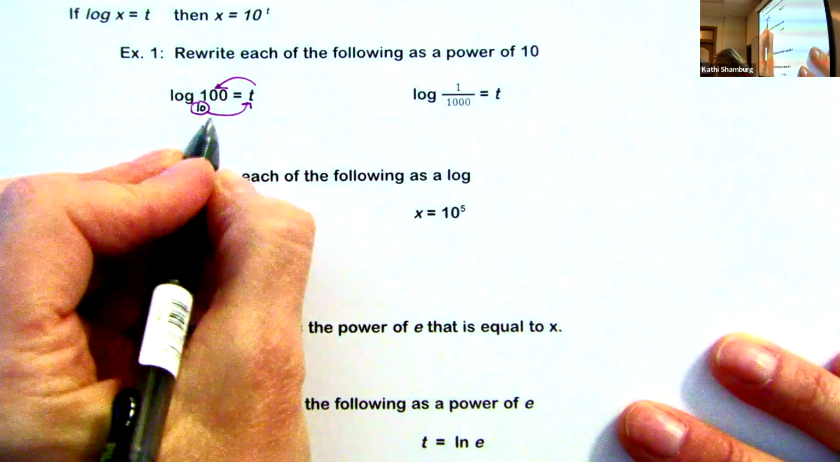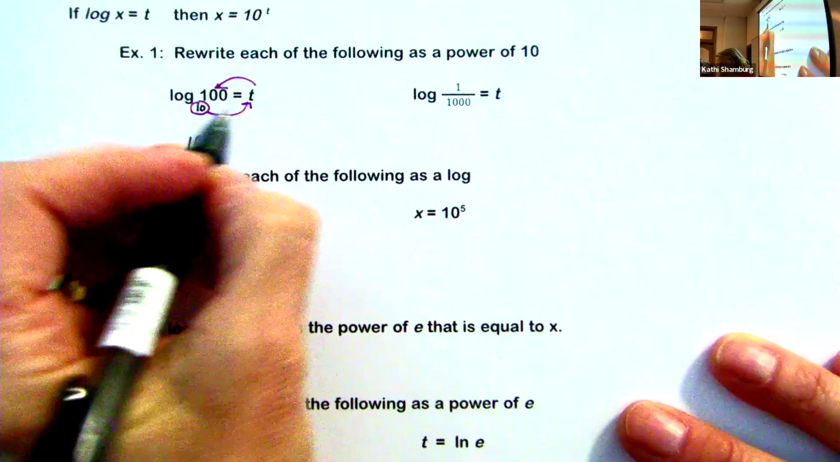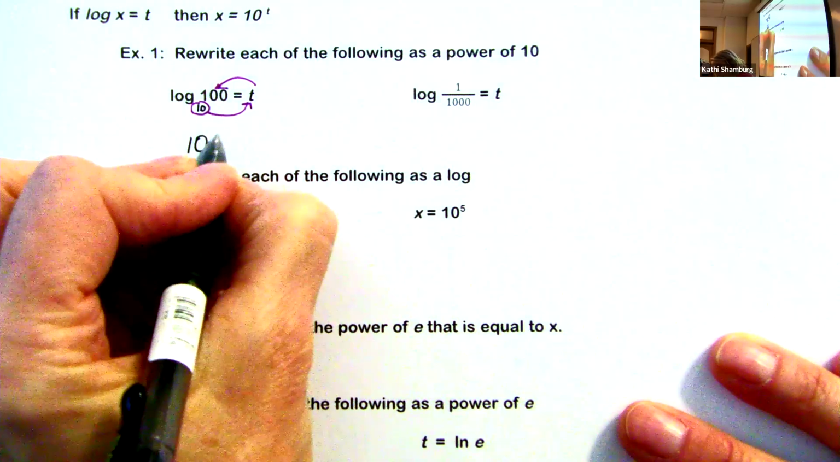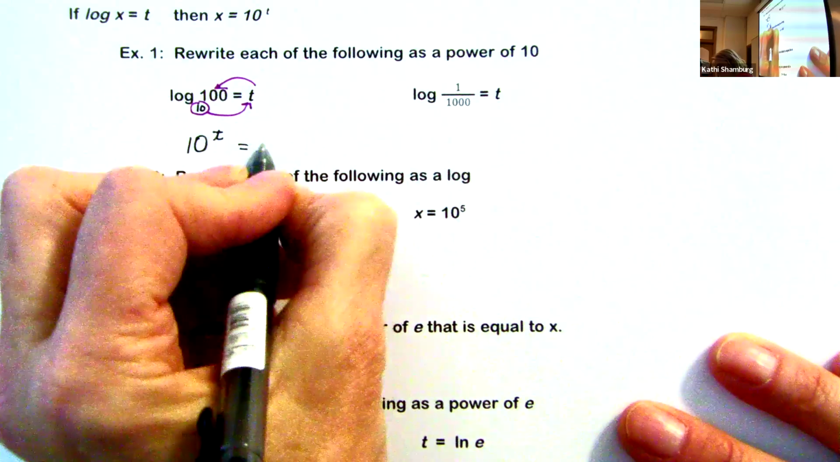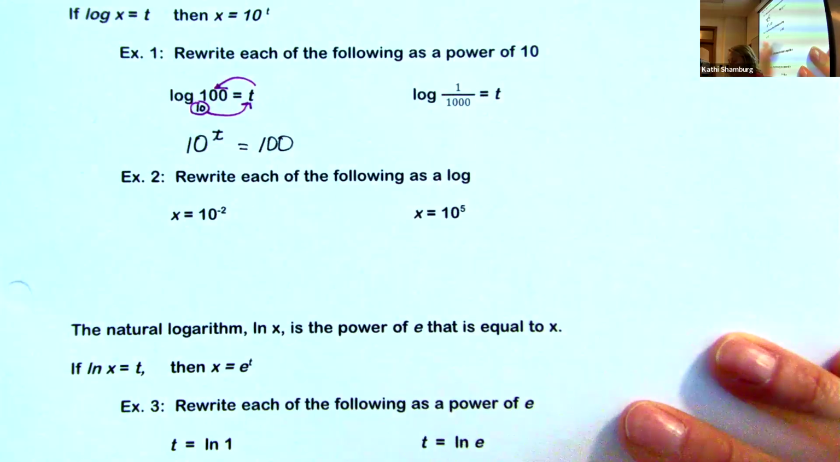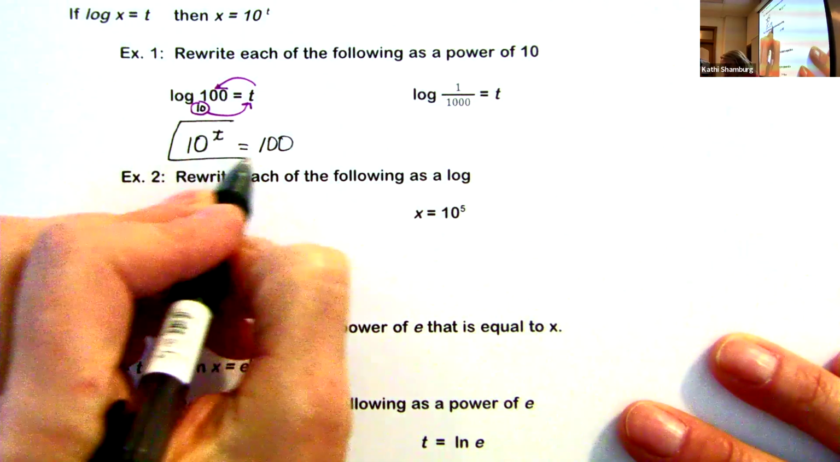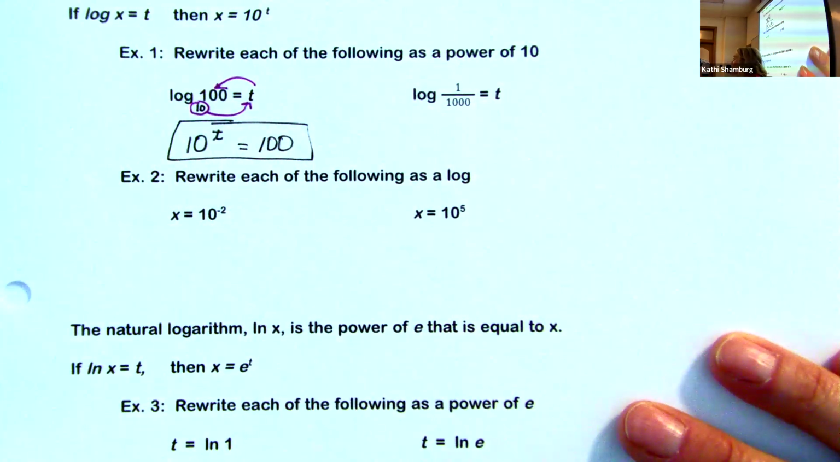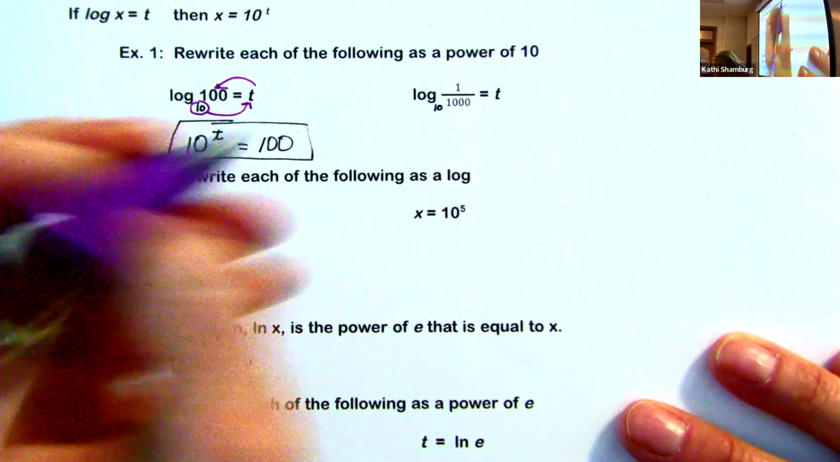So I would say, okay, I'm going to start with 10. So that's my base, raised to the exponent, and then that equals 100. So if I was going to rewrite this log into its exponential equation, it would look like this. And that's all it's asking me to do. And again, for purposes in this class, that will always be a 10.